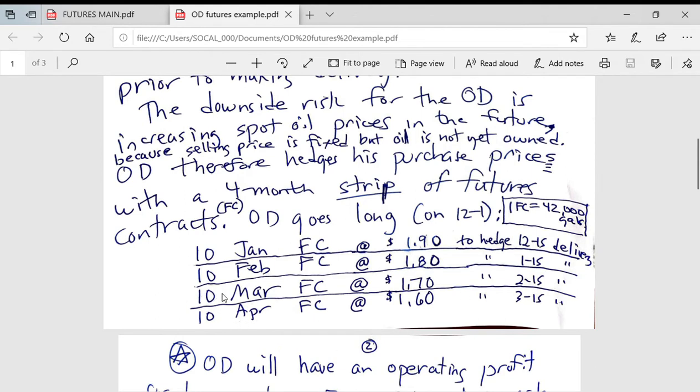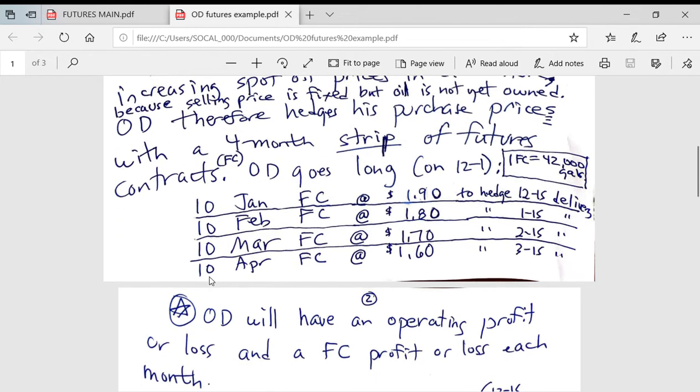He'll also go long 10 March heating oil futures contracts, locking in a buy price of $1.70 to hedge the February 15th delivery. And he'll also go long 10 April heating oil futures contracts, locking in a price of $1.60, we assume, to hedge the March 15th delivery. And so this is the strip. He's buying a total of 40 futures contracts, 10 January, 10 February, 10 March, and 10 April.